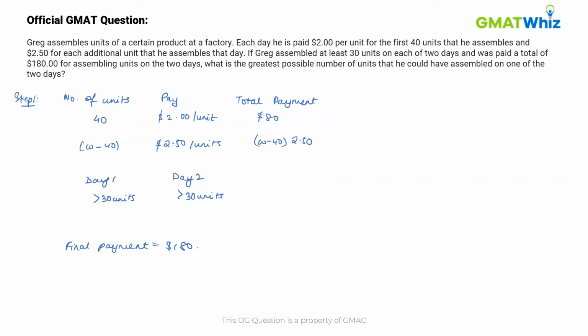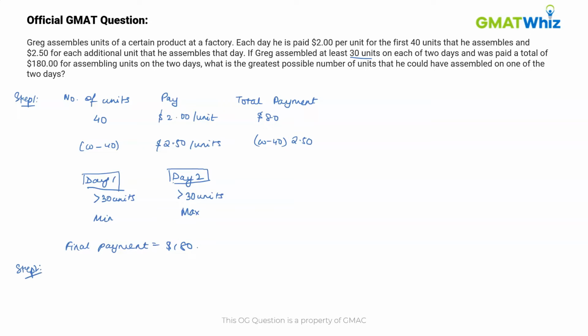We have to find the greatest number of units that Greg could have assembled on one day. Now, to maximize the number of units that Greg assembles on one day, we have to minimize the other. So let's minimize the number of units on day 1 and then maximize the units assembled on day 2. Now let's proceed with the solution in step 2.